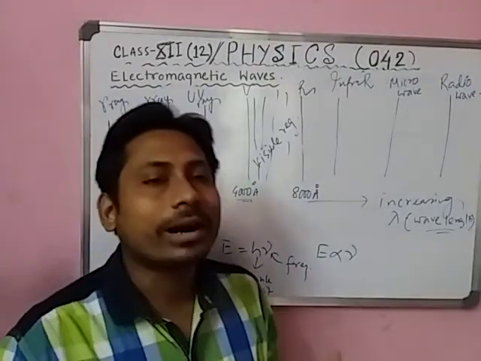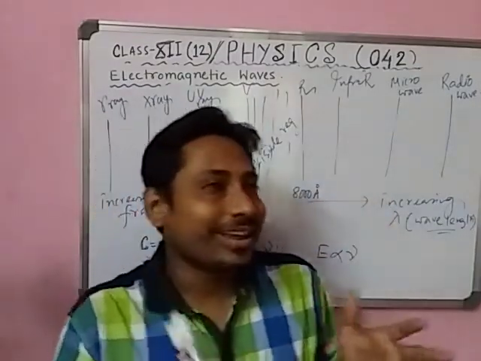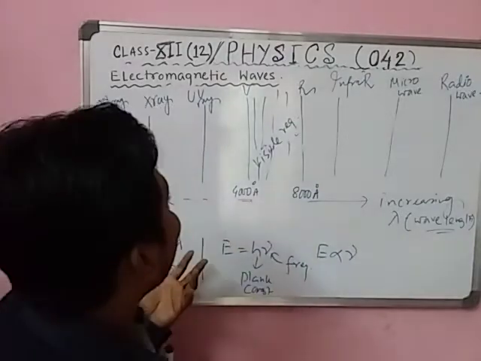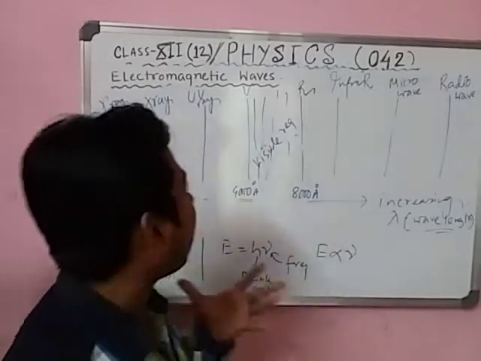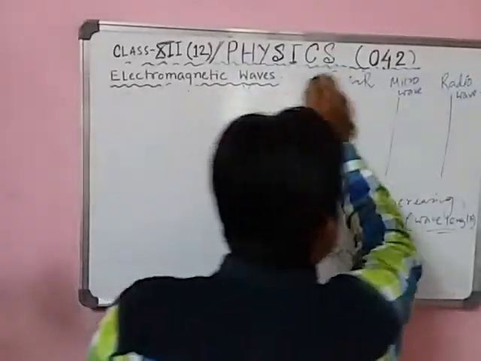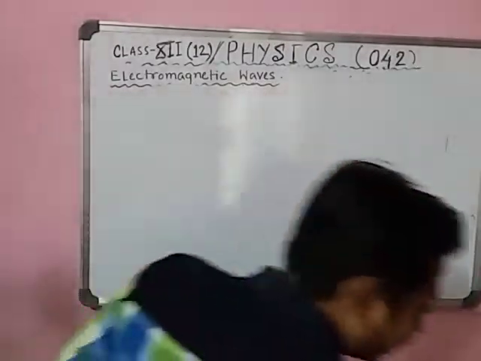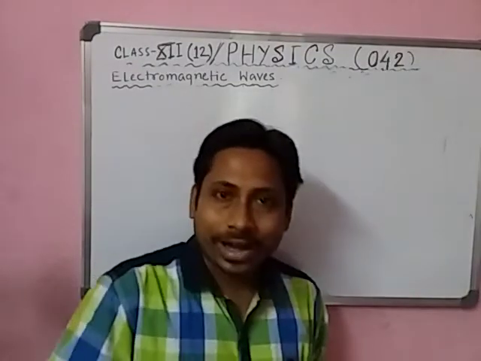Now students, we understood what the electromagnetic waves are. Can you tell me the definition of EM waves? See the name, electromagnetic waves. It means the electric and magnetic fields propagate perpendicular to the direction of propagation.